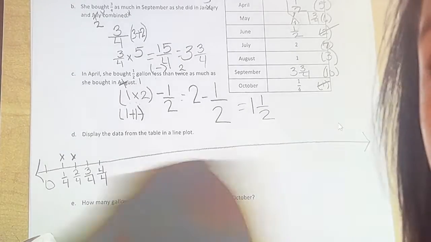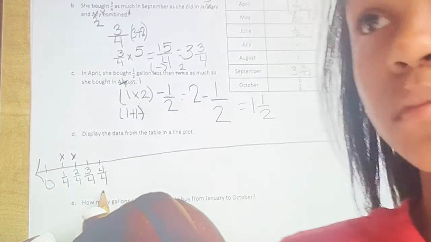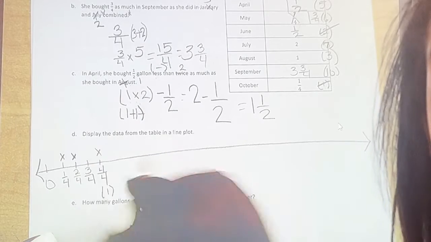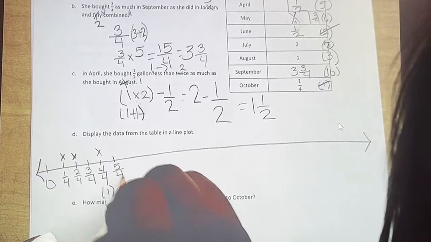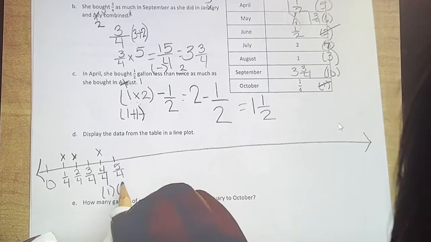Then 3 is 1. So where's 1? So I got 4/4s and that is 1 whole. Good. And then I got 5/4s, which is 1 and 1 what? 1 and 1/4. Good.